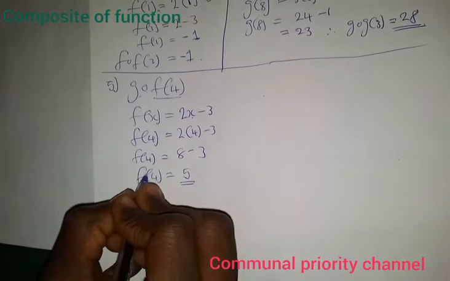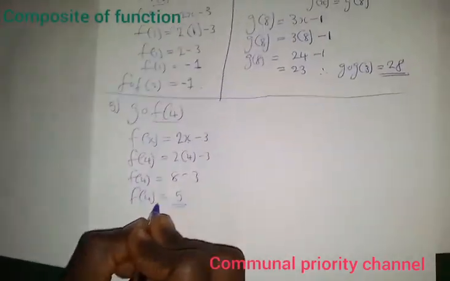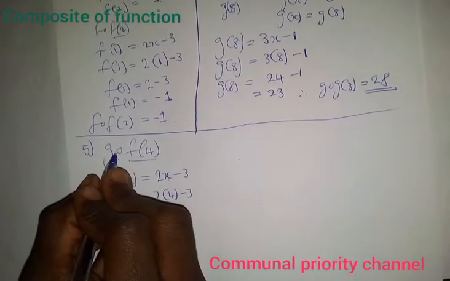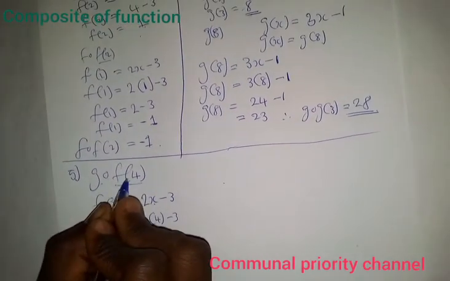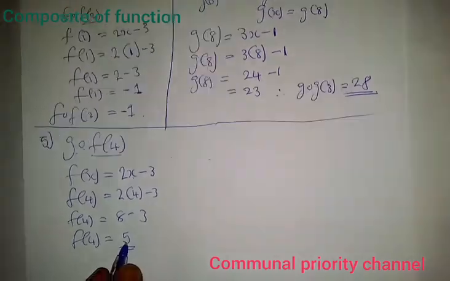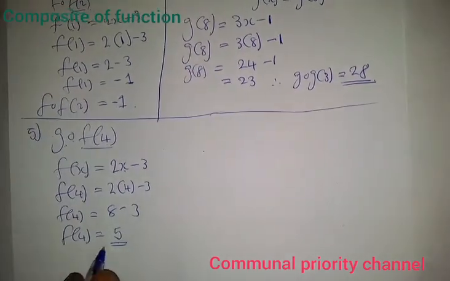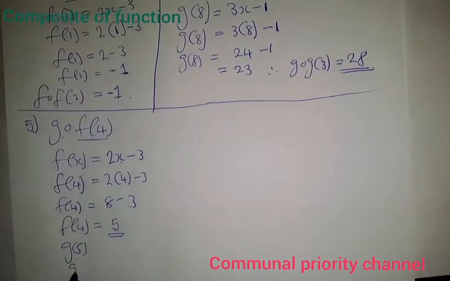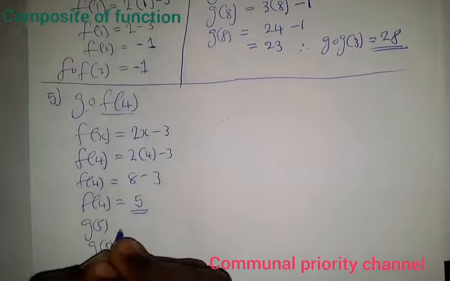So since we found our f of 4 is equal to 5, now we are going to substitute this 5 in place of f of 4. Instead of saying g of f of 4, it is going to be g of 5, since we knew our f of 4 is equal to 5. Now this will be g of 5.